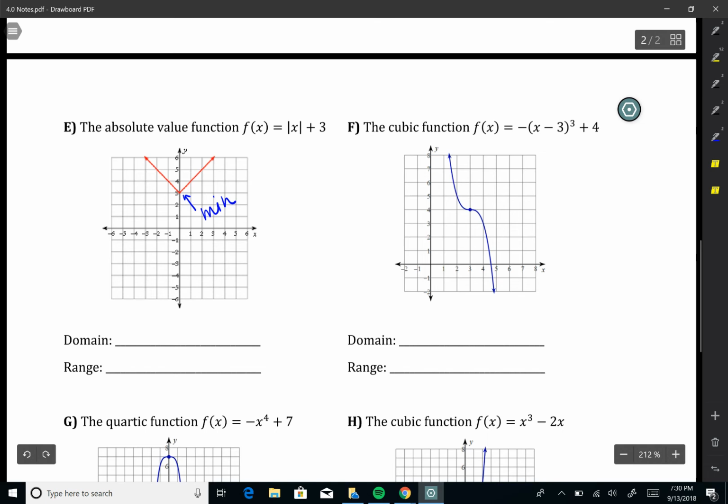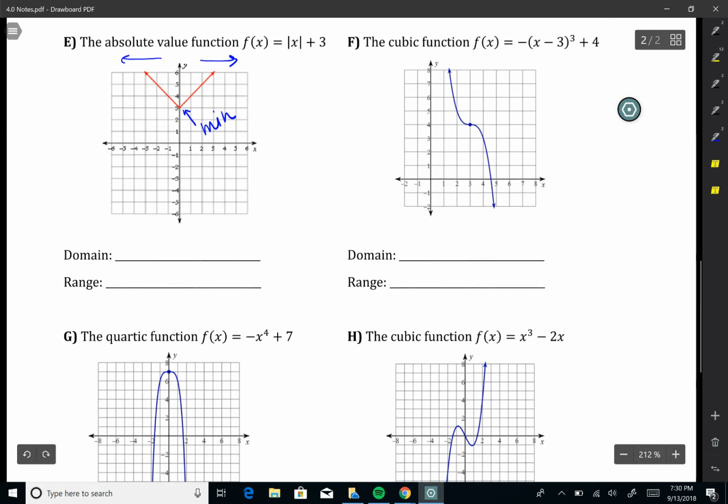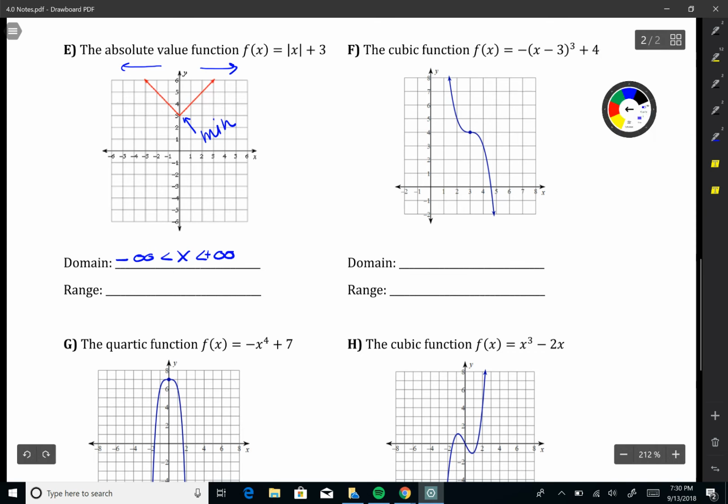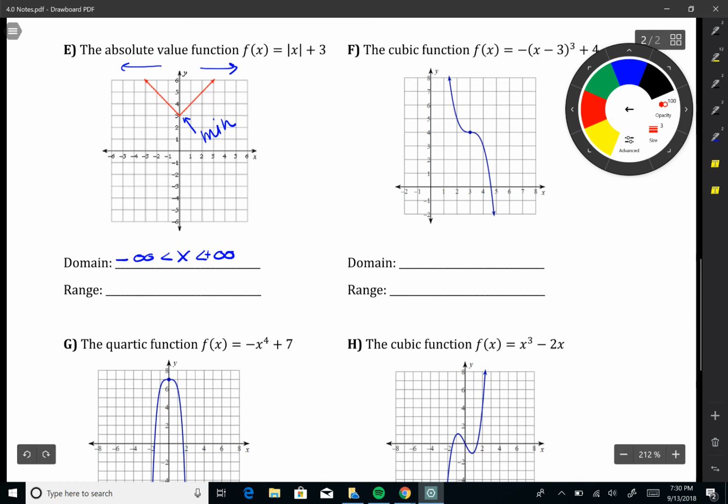So I hope we've gathered when we have arrows at both ends, we're going forever left and right. So my domain is going to be, again, covering all values from negative infinity to positive infinity. But my range is different. I have a minimum value right here. That looks like the 0.03. So I'm starting at 3, but I'm going up forever to positive infinity. So my range is 3 is less than or equal to y, which is less than positive infinity.